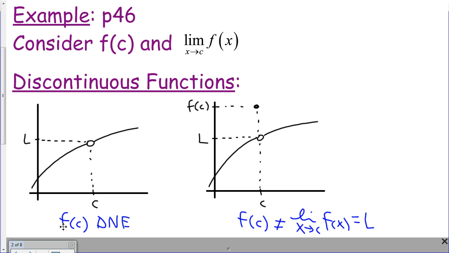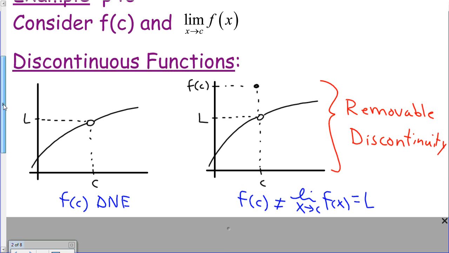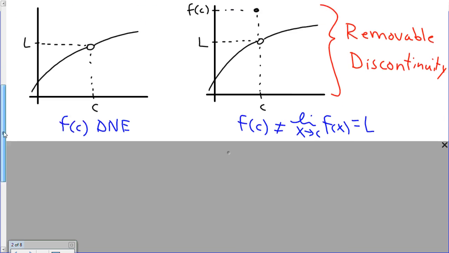Those two functions, by the way, both have what we've defined as a removable discontinuity. Removable discontinuity, hole in the graph. And you can see in either case, it doesn't matter whether that point is defined above or below it or not. Those are both removable discontinuities.